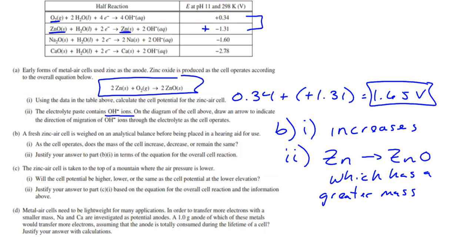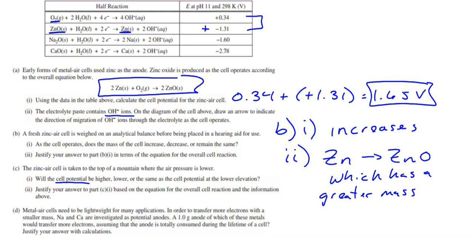(c) The zinc air cell is taken to the top of a mountain where the air pressure is lower. (i) Will the cell potential be higher, lower, or the same as the cell potential at the lower elevation? And then, again, you have to justify your answer. I thought this one was much harder than the previous one, and just the fact that we don't talk about this as much. But I guess I'll say this.